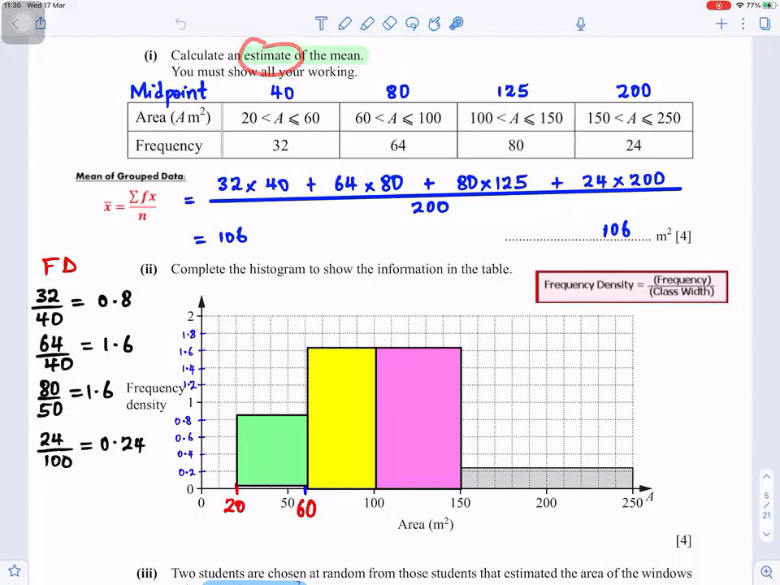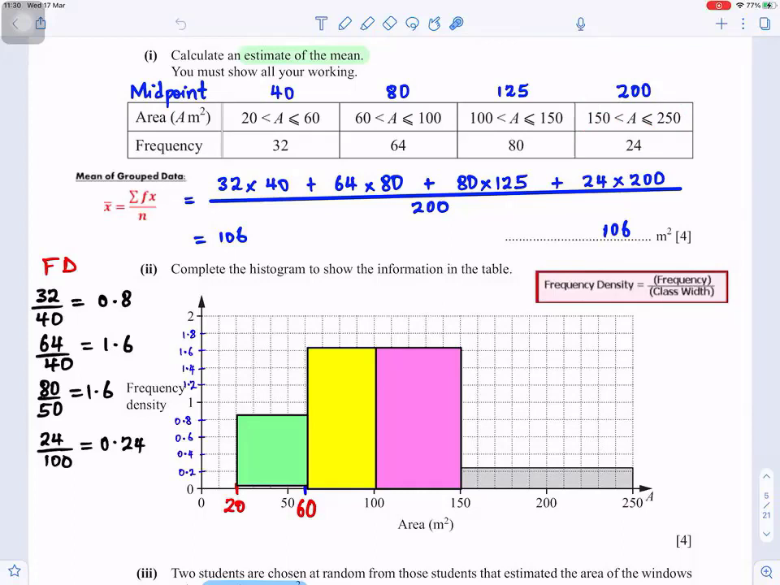It's an estimate because we're not going to be using exact numbers. So we want to find the midpoint, which I put on top of the table. What's the midpoint between 20 and 60? 20 plus 60 gives you 80, and 80 divided by 2 is 40. Between 60 and 100, 60 plus 100 is 160, divided by 2 gives you 80. The midpoint for 100 and 150 is 125, and for 150 and 250 it is 200.